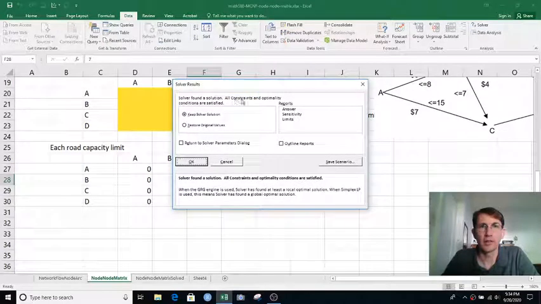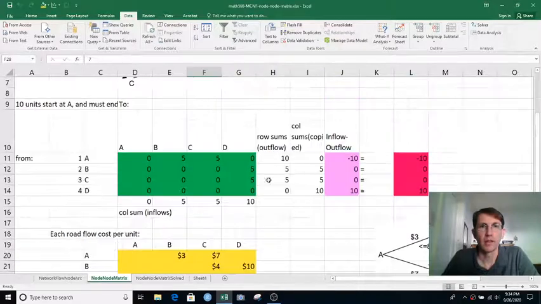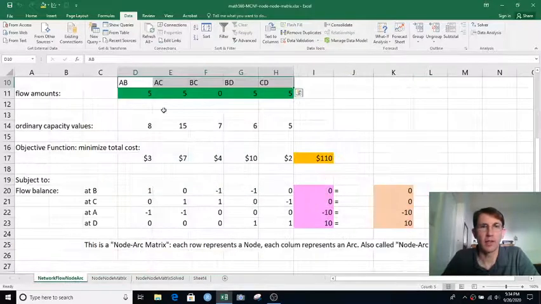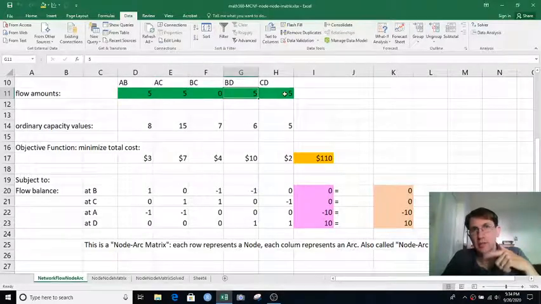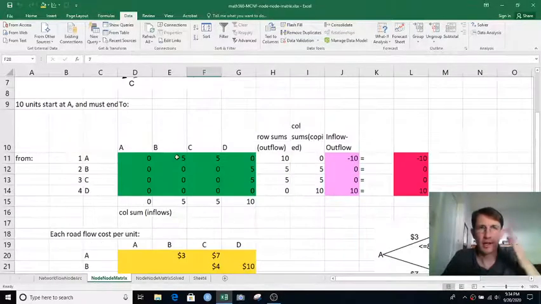It says Solver found a solution, all constraints and optimality conditions are satisfied. And we get the same answer we got over here, 5 on AB, 5 on AC, 5 BD, 5 CD, but now it's laid out a little differently, isn't it? All right, so that's the node-node matrix formulation.